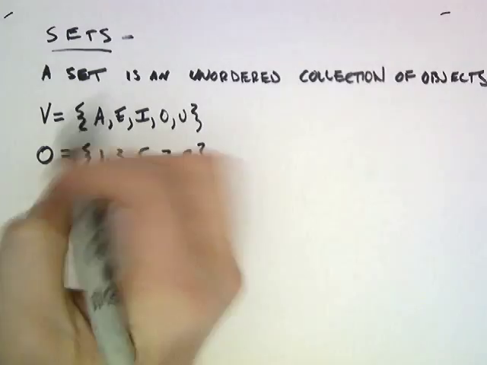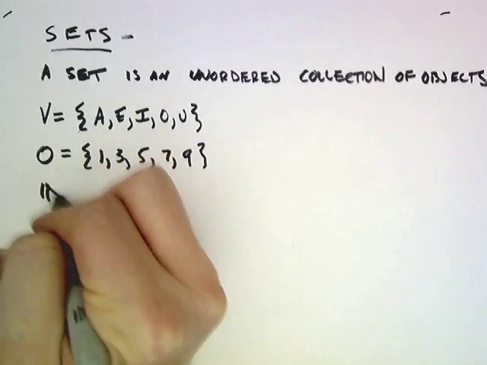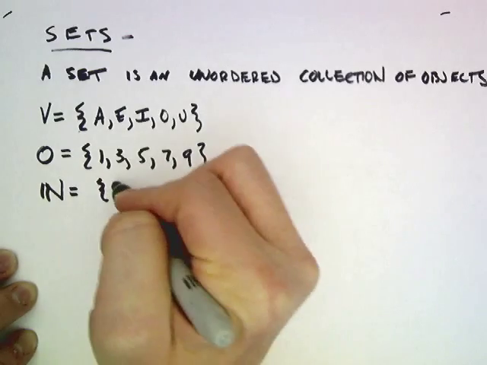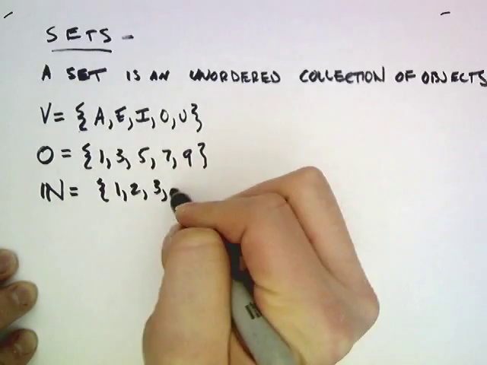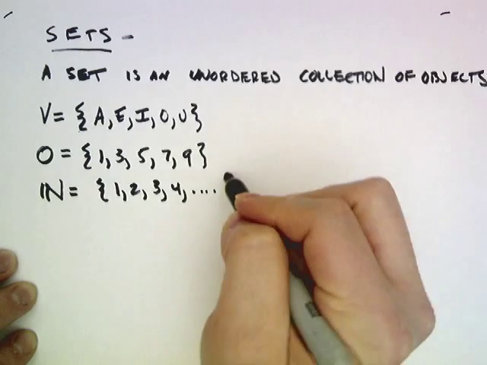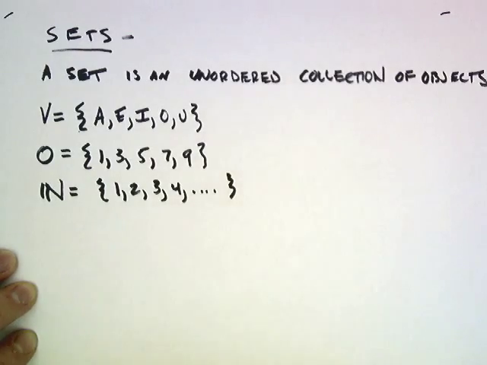We could also, and we've seen before, the natural numbers. This is {1, 2, 3, 4, ...}. I use these little dots here to denote that this list goes on and on.